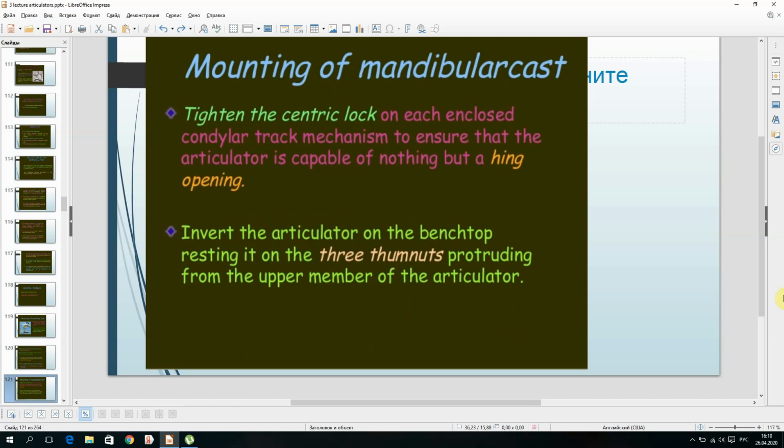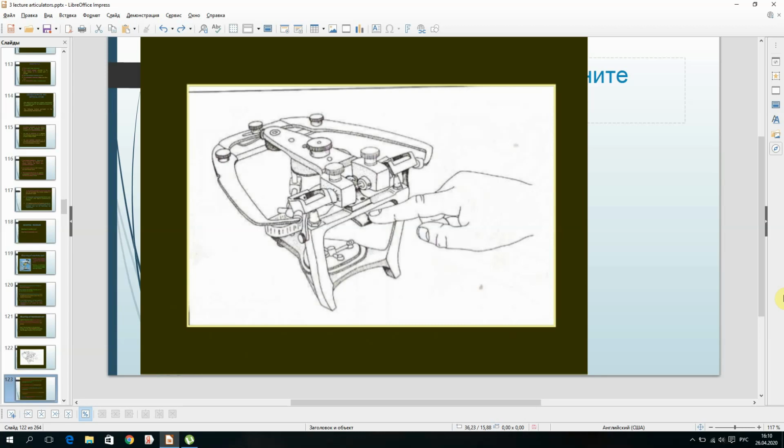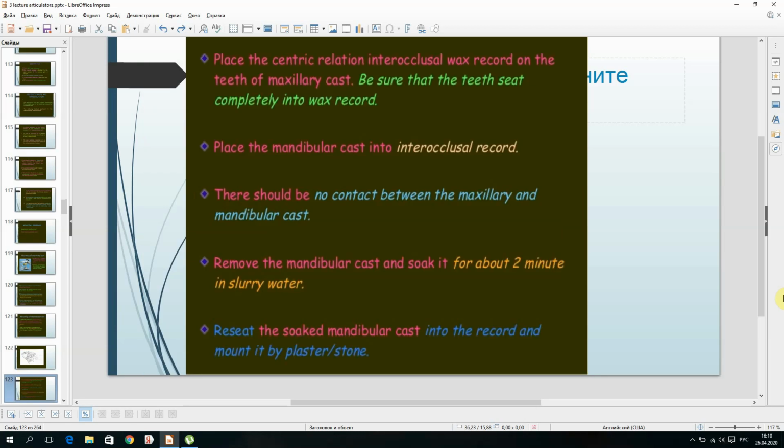Tighten the centric lock on each enclosed condylar track mechanism to ensure that the articulator is capable of nothing but a hinge opening. Invert the articulator on the benchtop, resting it on the three thumb-nuts protruding from the upper member of the articulator. Place the centric relation interocclusal wax record on the teeth of the maxillary cast. Be sure that the teeth sit completely into the wax record.